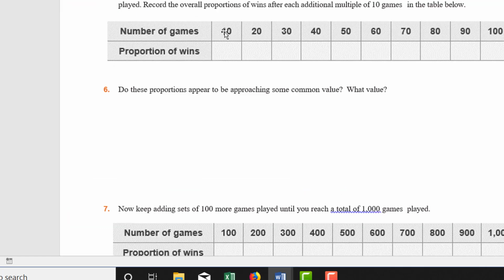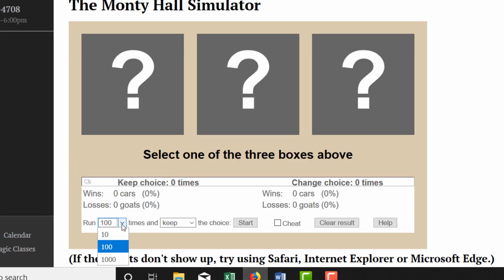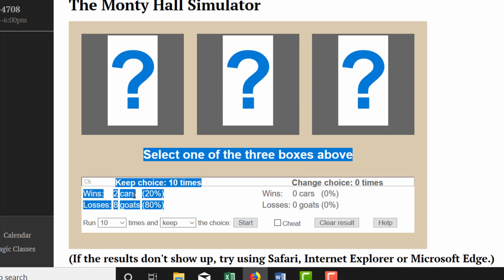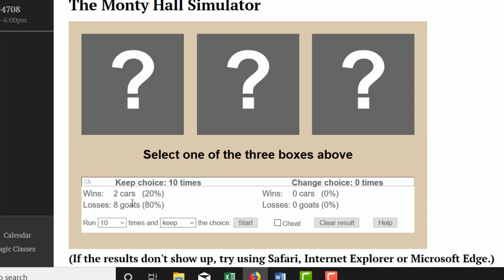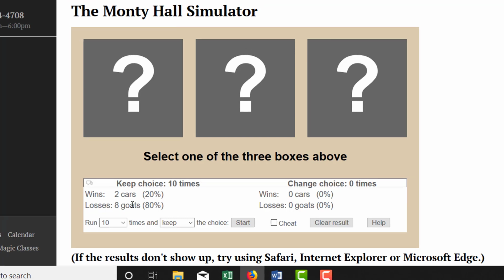So number 5 here asks to play 10 games on the computer. That's like me playing the game and picking car or goat, and then playing again and picking car or goat, and then playing again and picking car or goat, 10 times in a row. But the computer is going to be able to do that at the click of a button. So I come down here and ask it to play 10 games in a row. I keep the door that I select and I hit start. It shuffles, and it tells me right here that when I played 10 games, 2 of those games I picked a car, and 8 of those games I lost and picked a goat.